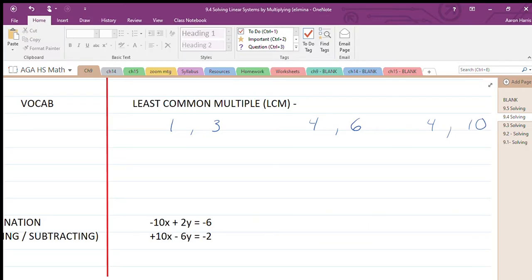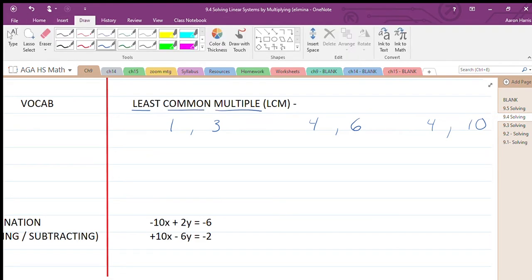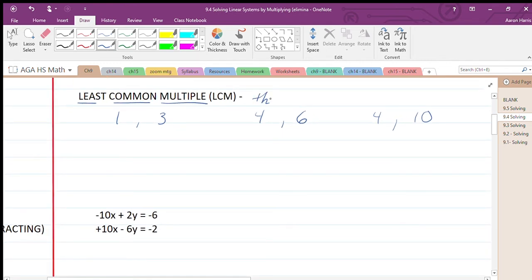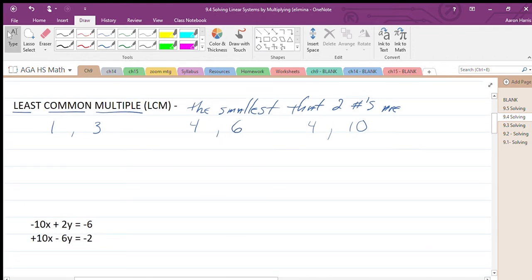Vocab of the day: least common multiple, what we call the LCM. That is nothing more than the smallest number that two numbers are factors of. That's not even a formal math definition, but hopefully it makes sense to you. The smallest number that two numbers are factors of. That means that they can divide into that number.